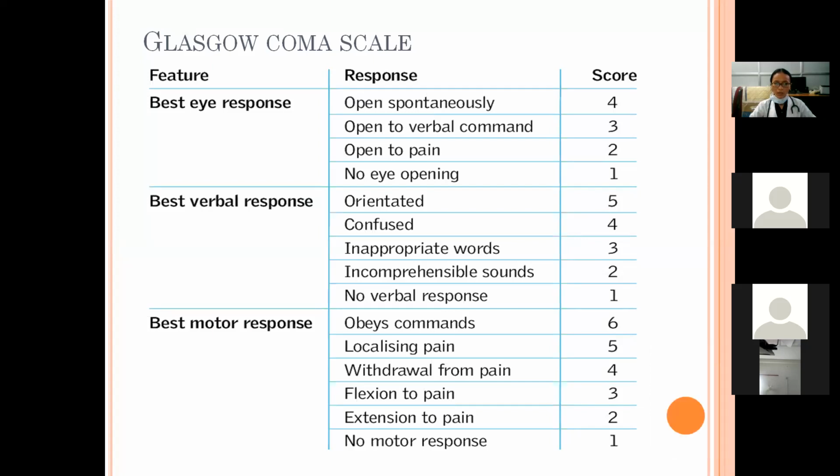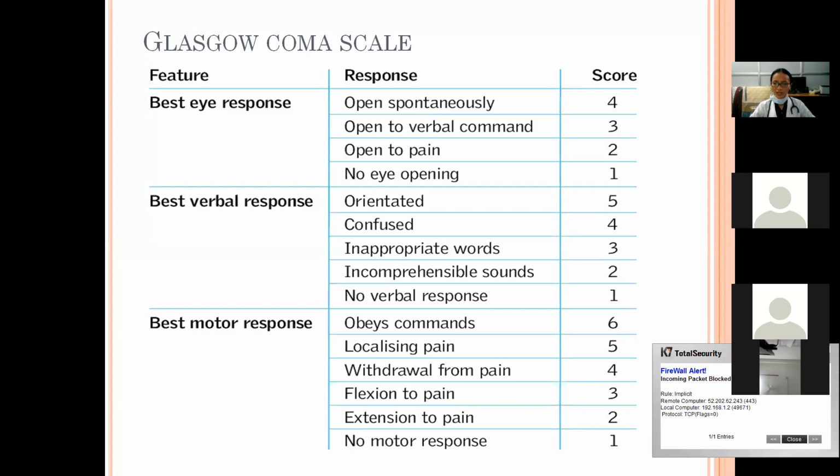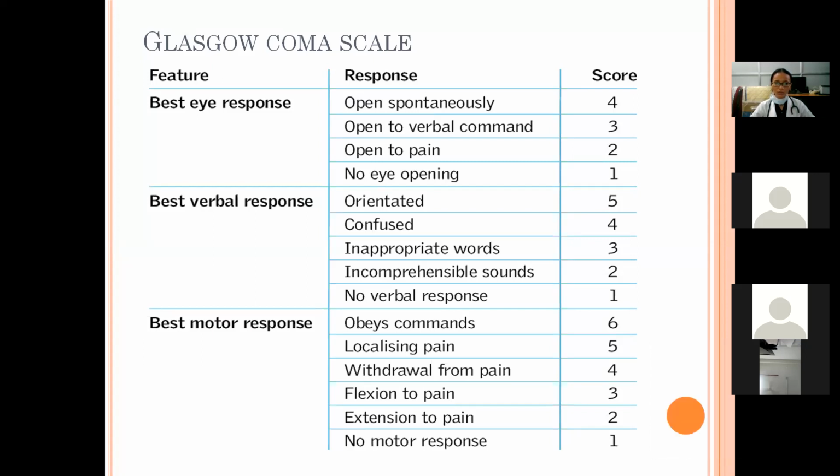And the best verbal response, in a normal person, normal child, the child is oriented to his surroundings, oriented to time, place, person. It is given a score of 5. If the child is confused, it is given a score of 4.